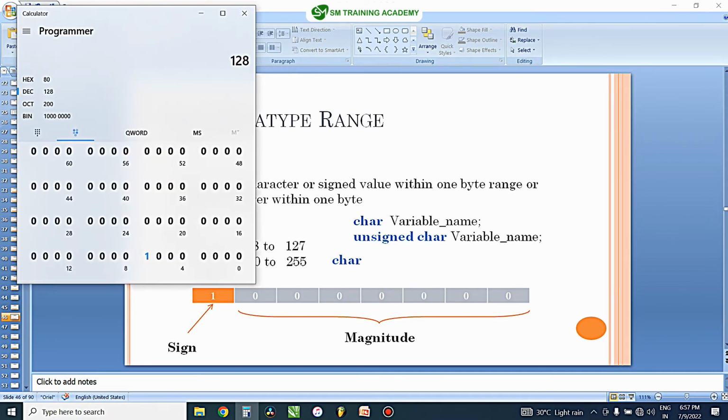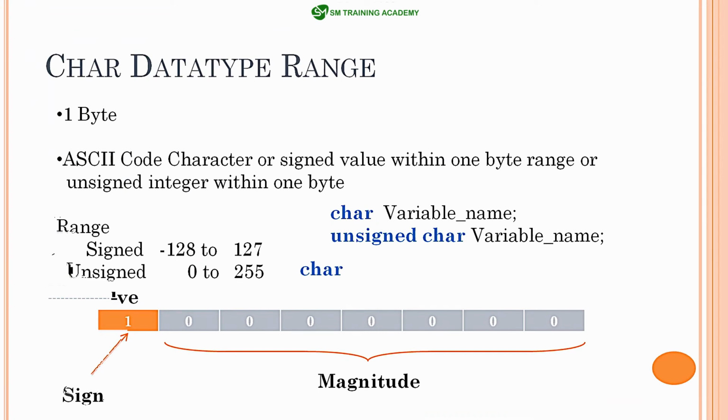10000000. This is nothing but 128. So negative of 128 comes like this. So the minimum number that can be stored is nothing but minus 128. This is how this minus 128 range came into play.